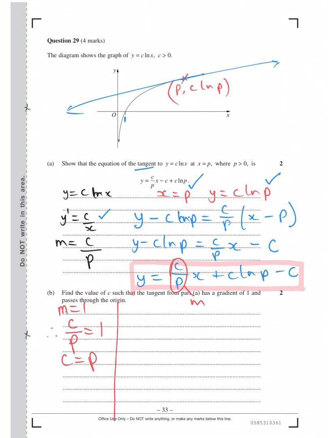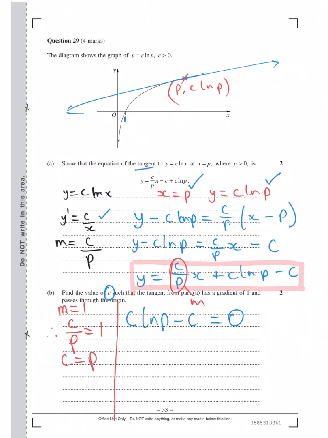Okay, so that means that my y-intercept is going to be 0, which means C log P minus C equals 0. Now, as I look at this, I've got C's and P's floating around everywhere. What I need to do is get an equation that just involves C or P. I can find either one of these, but what I'm asked to find is the value of C. So let's get it in terms of C, not in terms of P.